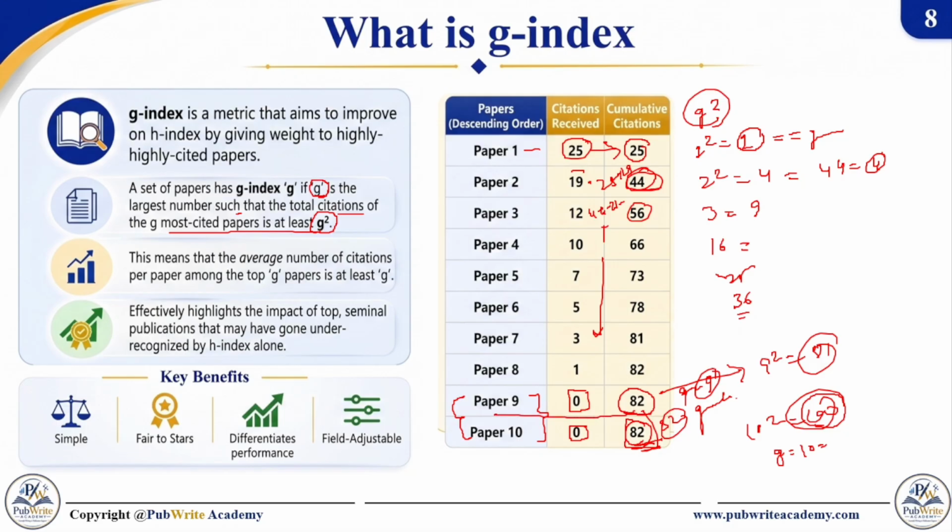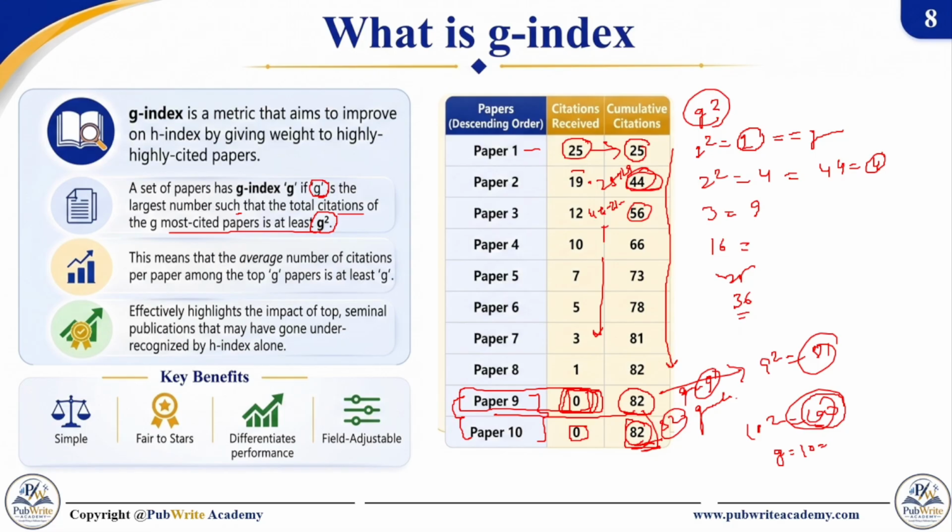But till here, this paper has zero citations, yet it is also considered in the G index. So that's the meaning of the G index. It's a cumulative approach, and it takes into consideration those papers which are recently published but don't have any citations yet. These kinds of papers are also taken into consideration while we are calculating the G index.